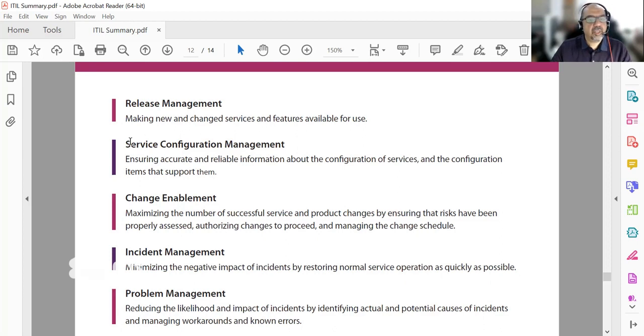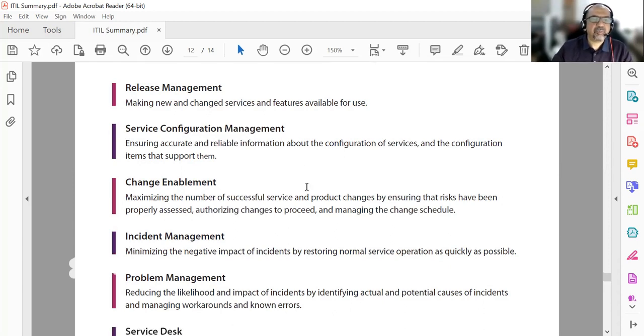We have also SCM or service configuration management practice. And here we have accurate and reliable information about the configuration of services with relationships between different CIs, configuration items. Of course, this is just a revision, not repeating the course again. So I'm not getting into details here. We've been discussing that for the past few days. So I'm just reminding you of what we have discussed before.